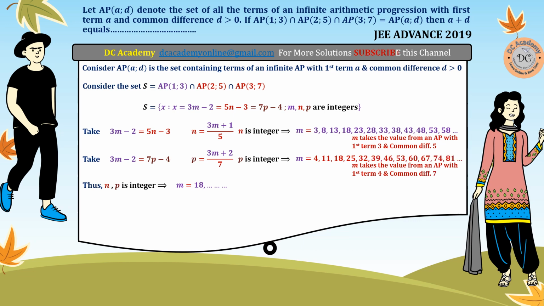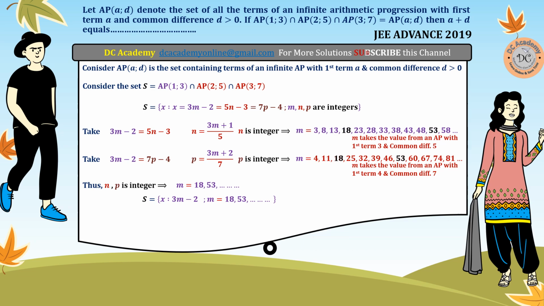Now we can easily identify that 18 is common and 53 is common, because these two terms exist in both of the series. So therefore, m will be 18 and 53. We should not go ahead any more because 2m is obtained. Now we can easily find the common difference. So therefore, we can find our set S will be of the form 3m minus 2, where m will be 18, 53, and so on and so forth.